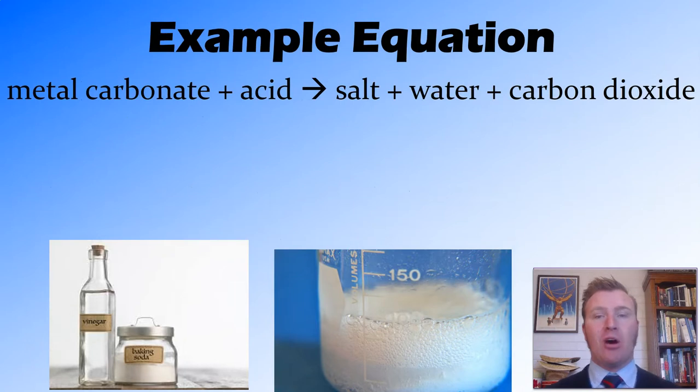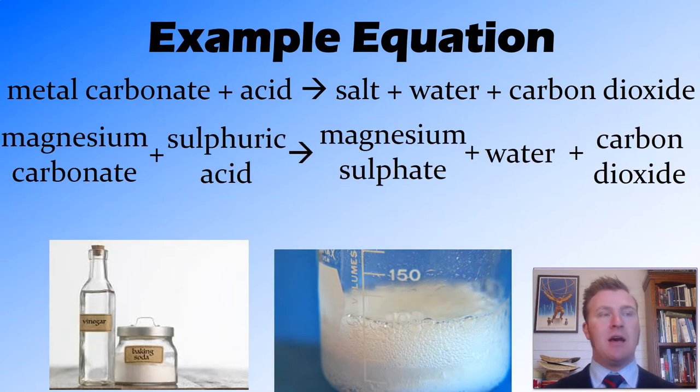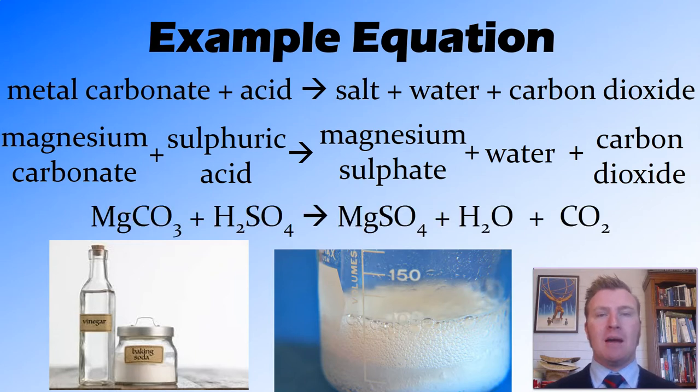So an example of this equation is when magnesium carbonate reacts with sulfuric acid. And that produces magnesium sulfate, water, and carbon dioxide. So in this case, the magnesium sulfate is our salt, and that's made up of the magnesium from the magnesium carbonate and the sulfate from the sulfuric acid.